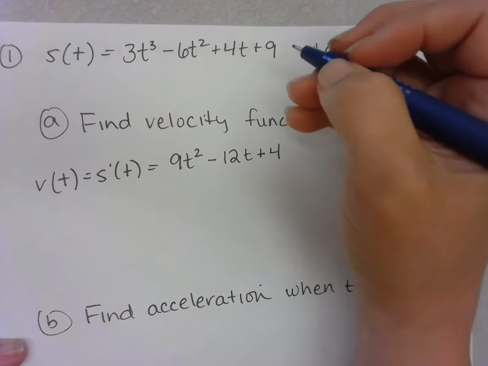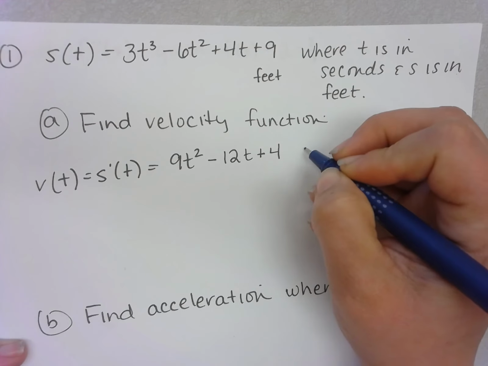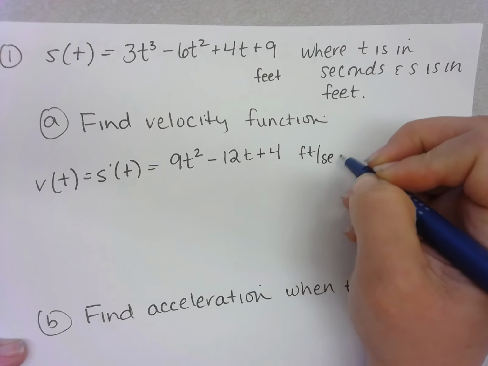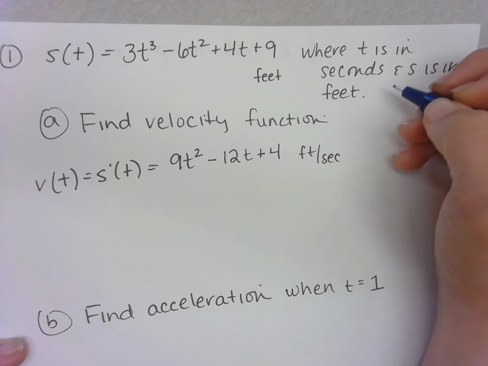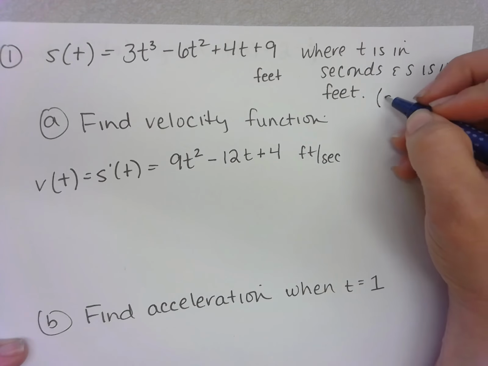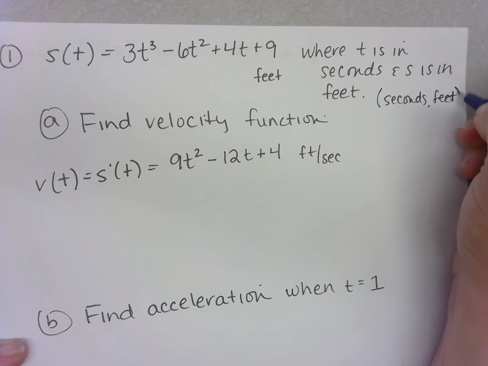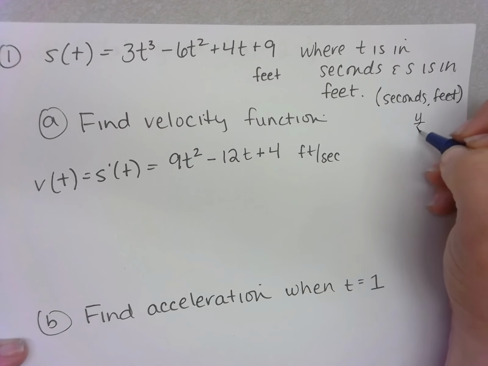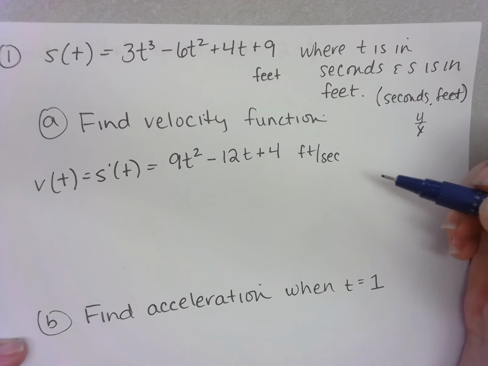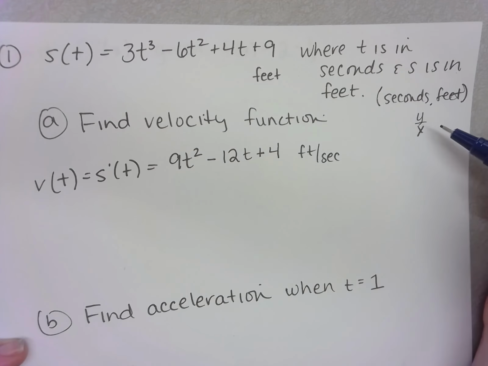Now, if s is in feet, then v of t is in feet per second. Think in terms of slope. The xy coordinate here of s would be seconds comma feet, and so slope is y over x, right? And that's essentially what v of t is, the instantaneous slope at the point. And so it has units of y over x, so feet per second.